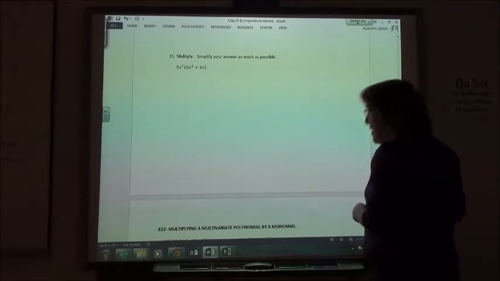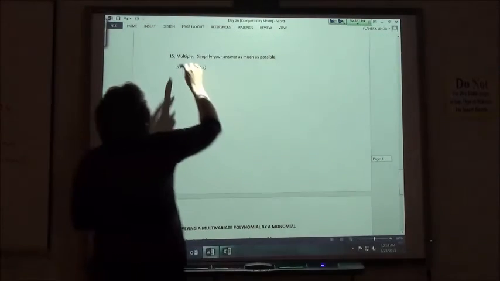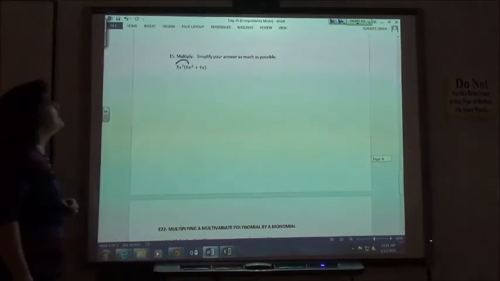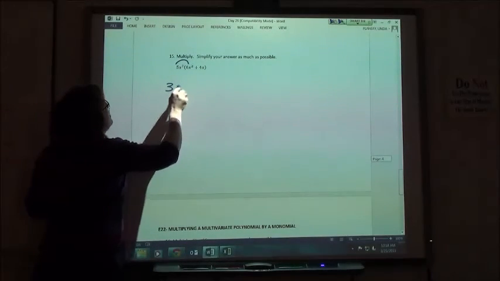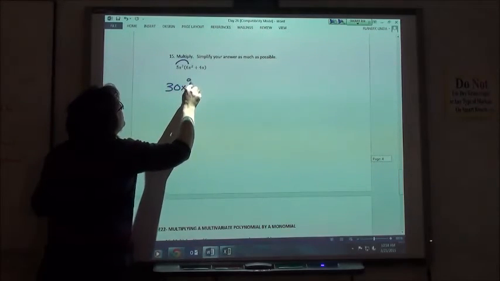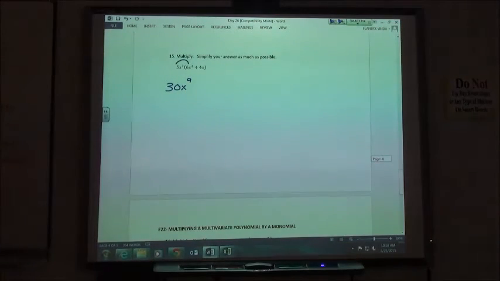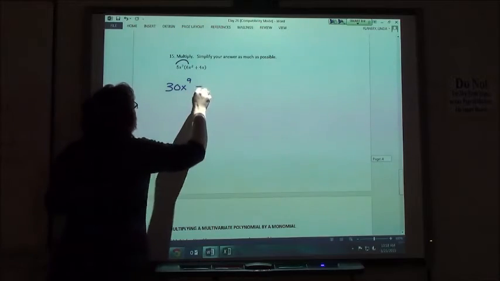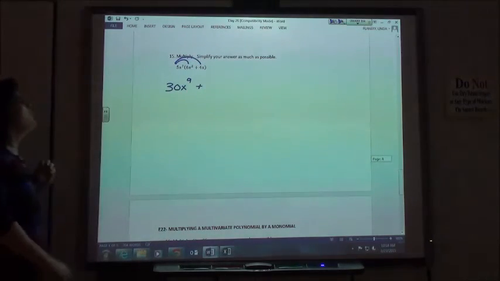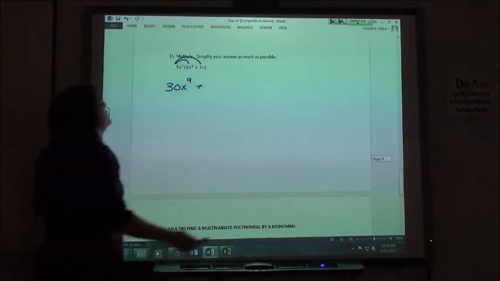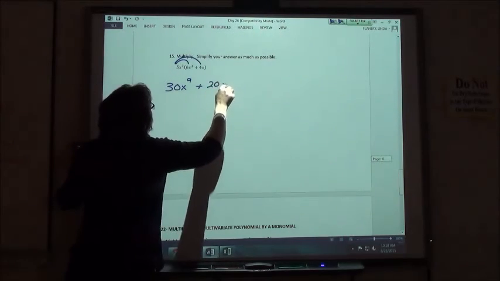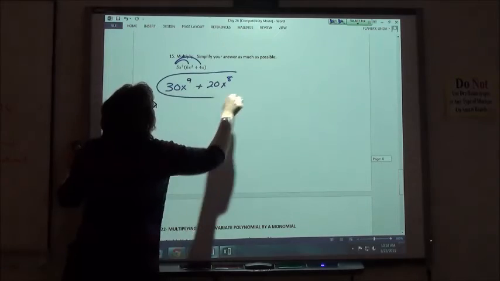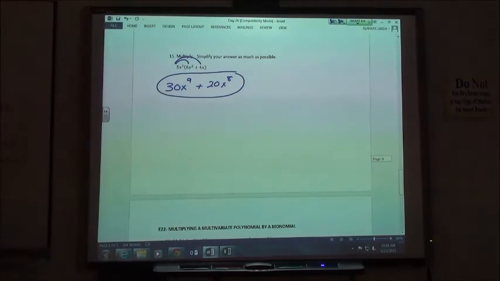So number 15, if I use my distributive property, 5x to the 7th times 6x squared would give me 30x to the 9th. 7 plus 2 is 9. And then we have plus 5x to the 7th times 4x, 20x to the 8th, exactly. So 30x to the 9th plus 20x to the 8th.